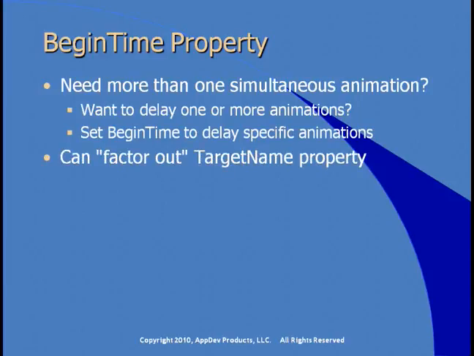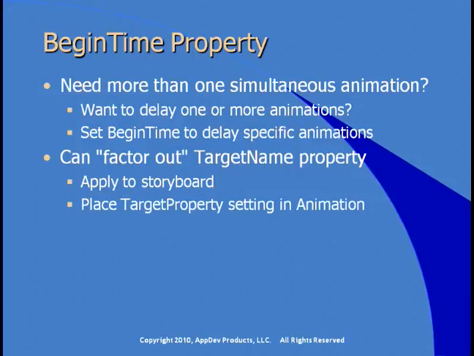I just also want to mention at this point that you have the option of factoring out the target name property and applying it to the storyboard. You can place the target property setting in the animation and the target name property on the parent storyboard element. Beware if you do this, however, because if you do and later on add animations that apply to a different element, you may be surprised if you don't place the target name property in those animations as well. So I only factor out the target name when I'm sure I'm going to only have animations on a particular single object. Let's look at an example that uses the begin time property to have different animations start at different times.